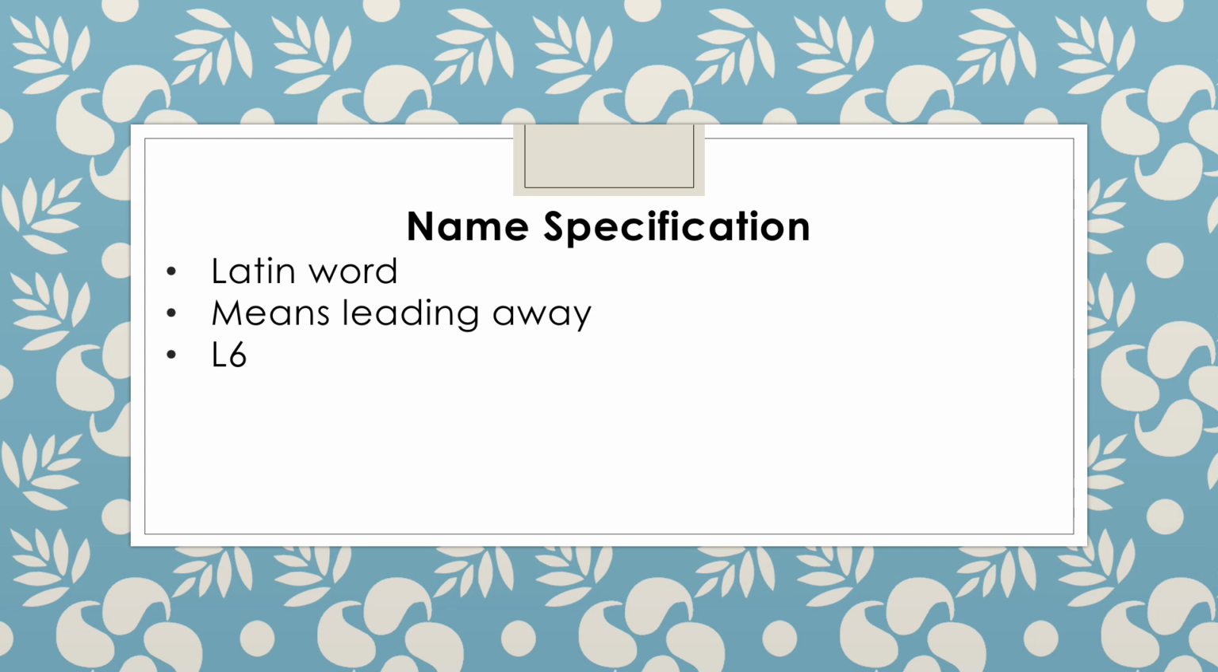Why is this called so? Abducens, basically it is a Latin word which means leading away, as this nerve leads from the brainstem and supplies the lateral rectus muscle. There is an abbreviation to memorize it, that is L6. L6 denotes lateral rectus, that is supplied by the sixth cranial nerve.